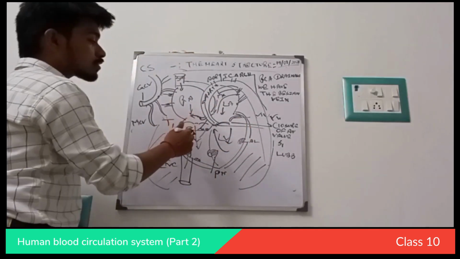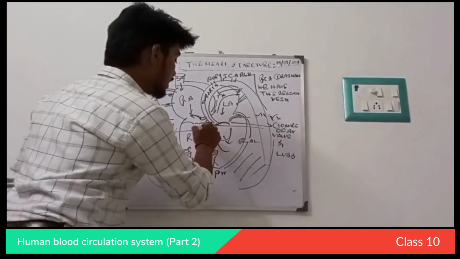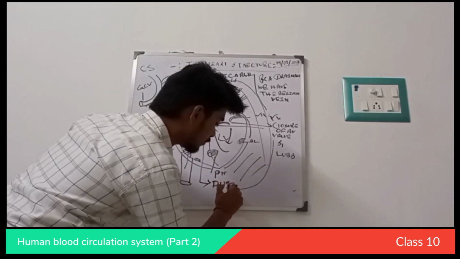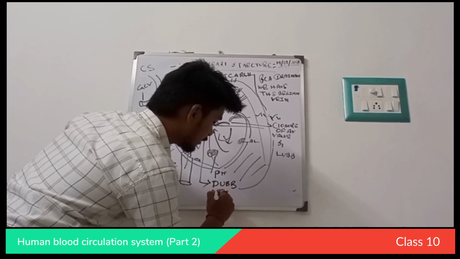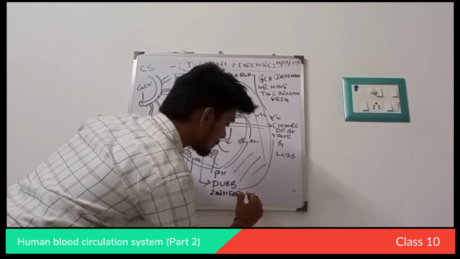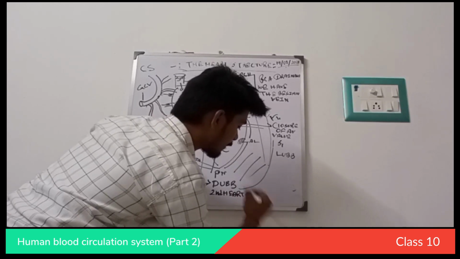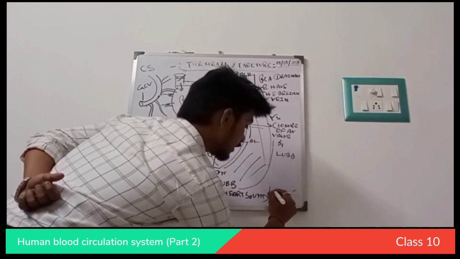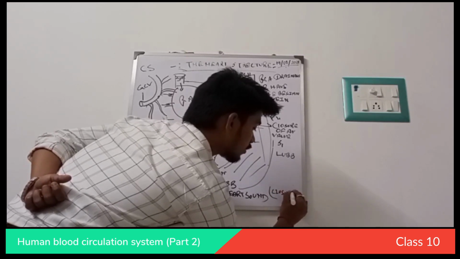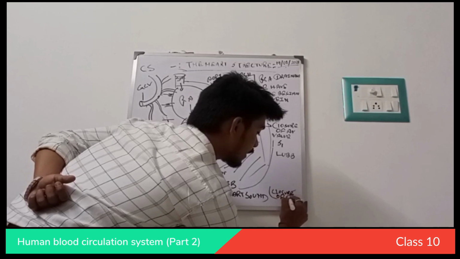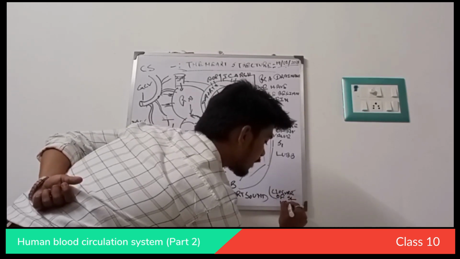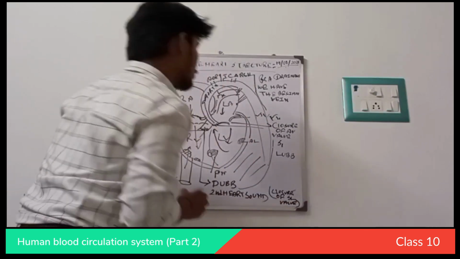The second one is the closure of the semilunar valves, which is responsible for DUB, the second heart sound. Second, closure of the semilunar valves. So it is like that.